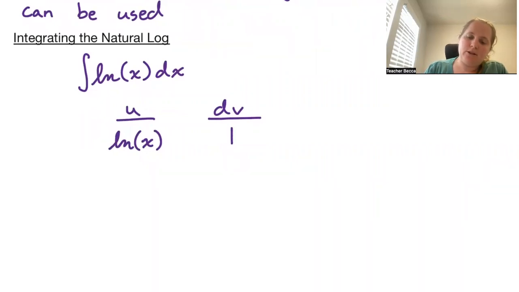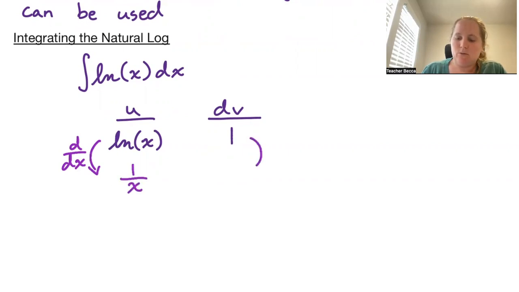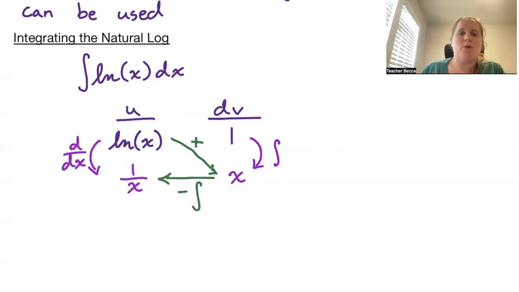If we then differentiate natural log, we wind up with 1 over x. And if we integrate 1, we get x. Now I'm going to stop here because 1 over x gets more complicated as we integrate. We could, however, also rearrange that bottom row or resplit the product. But let's go ahead and just stop here. We have a positive product on the diagonal, and we will subtract the integral of the bottom row.